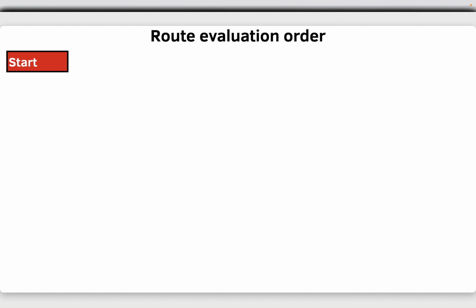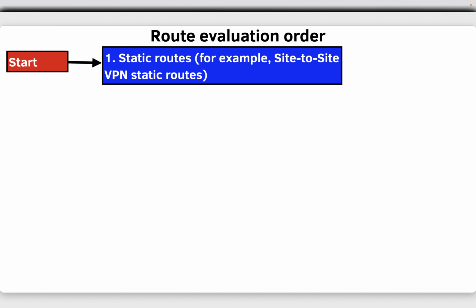So next is route evaluation order. Transit gateway routes are evaluated in the following order: the most specific route for the destination address. For routes with the same CIDR but from different attachment types, the route priority is as follows. First priority is static routes, which you have configured manually. You have given, okay, for this CIDR block, this is the device or the attachment that it should go to. For example, site-to-site VPN static routes. So this has the highest priority.